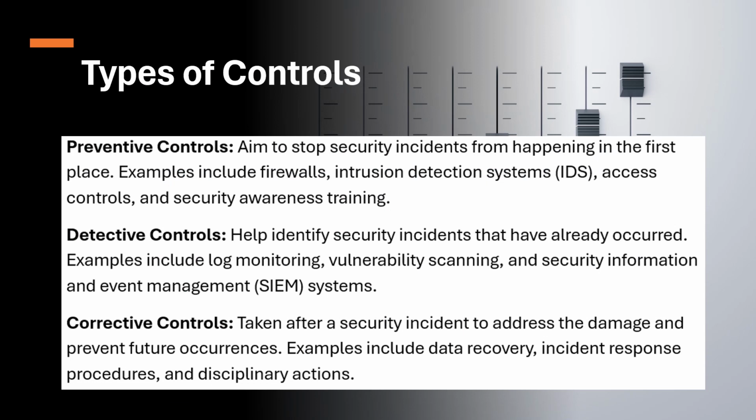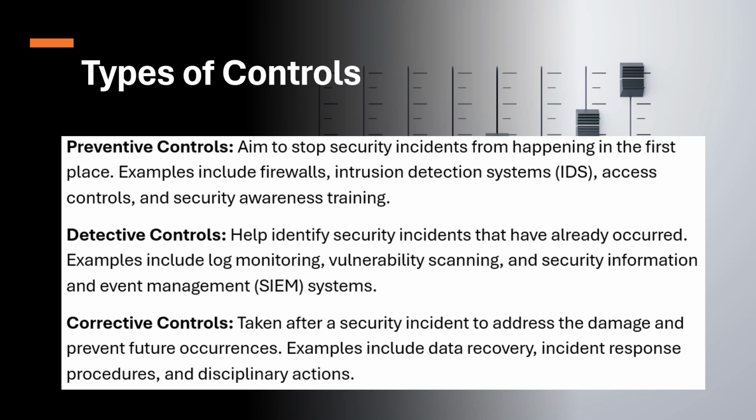Before we select our controls, we need to understand the types of controls. So here we will be talking about preventive controls, detective controls, and corrective controls. Preventive controls aim to stop security incidents from happening in the first place. Examples include firewalls, intrusion detection systems, IDS or IPS, access controls, and security awareness training.